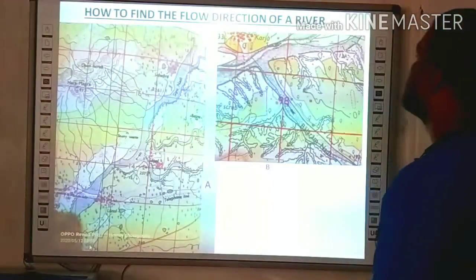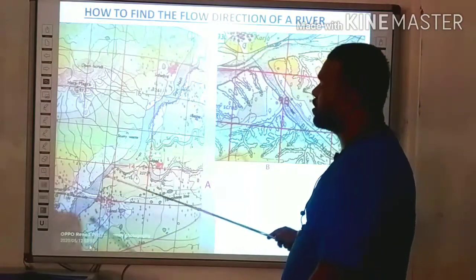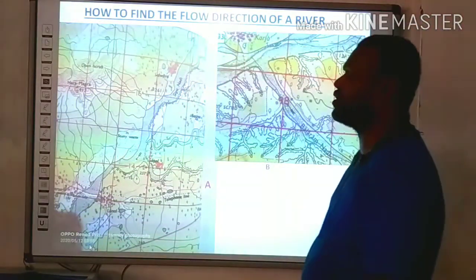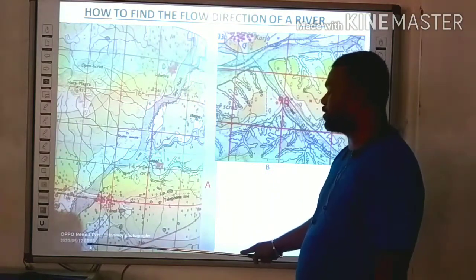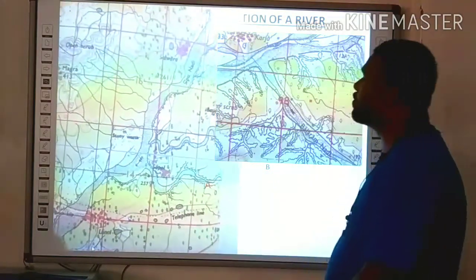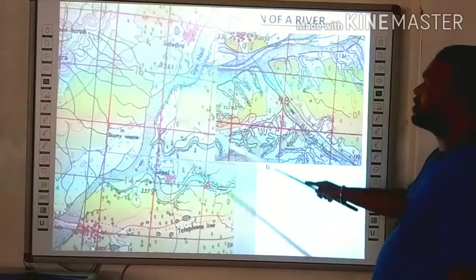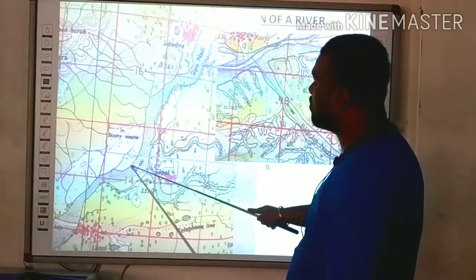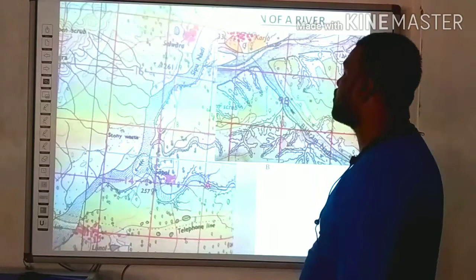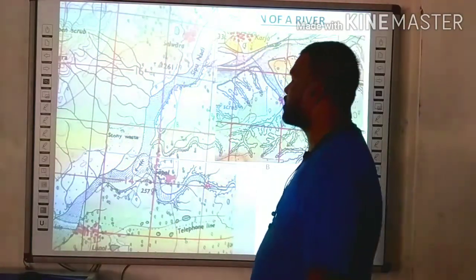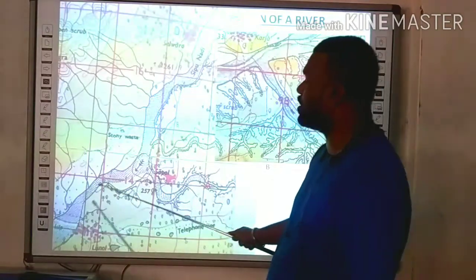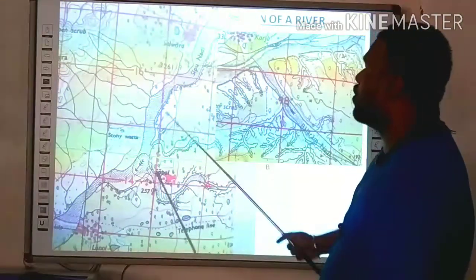Now how to find the flow direction of a river? Let us try to find the flow direction of a river. Can you see this river? River Sipu Nadi. Now let us try to find it. Can you see the arrow in this river? This arrow shows the flow direction of a river. It means the river is flowing in this direction.